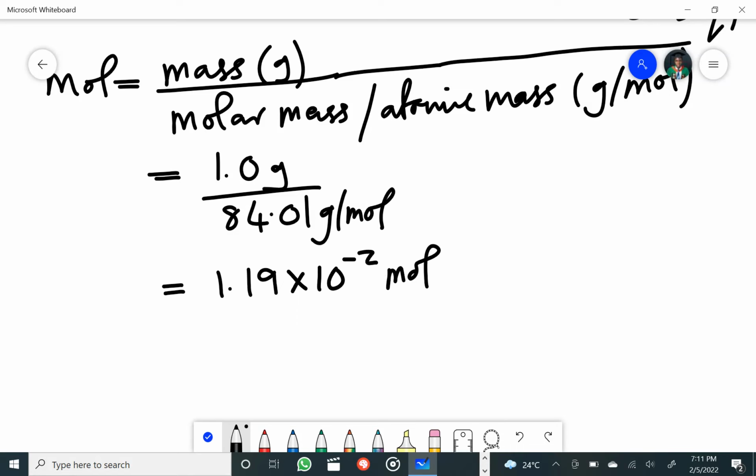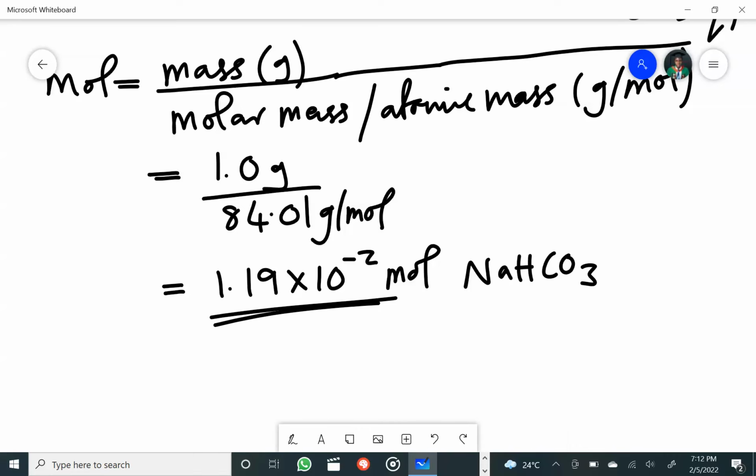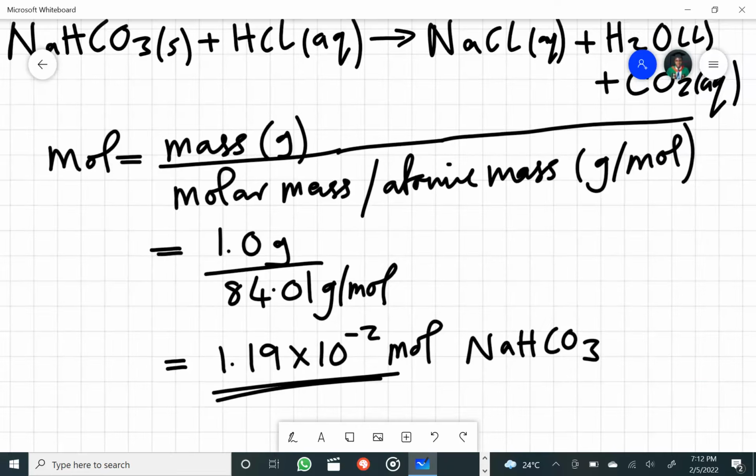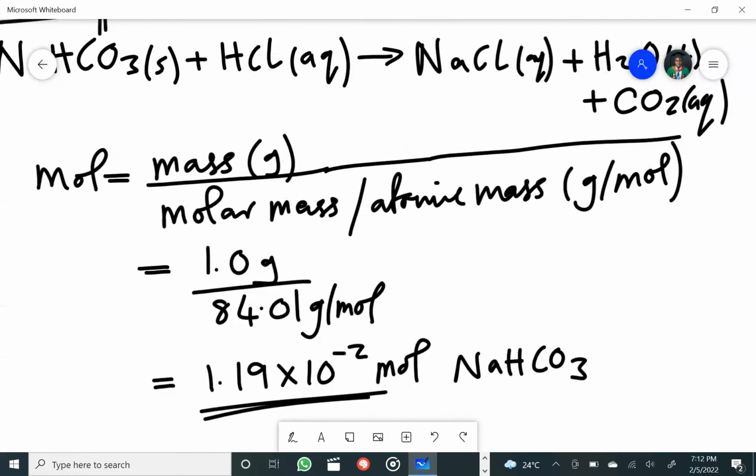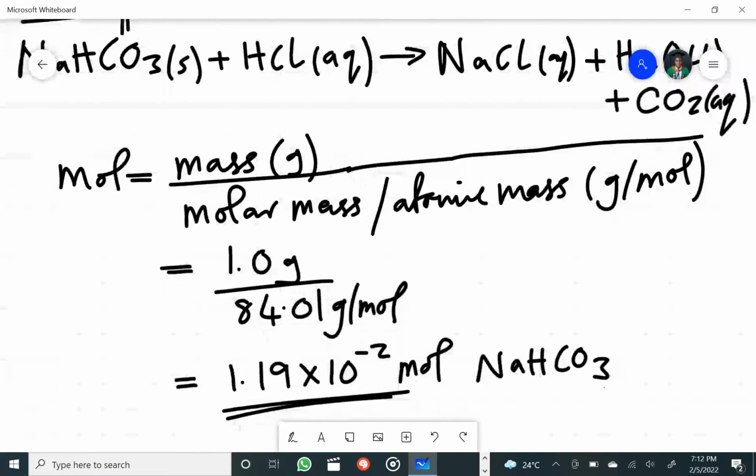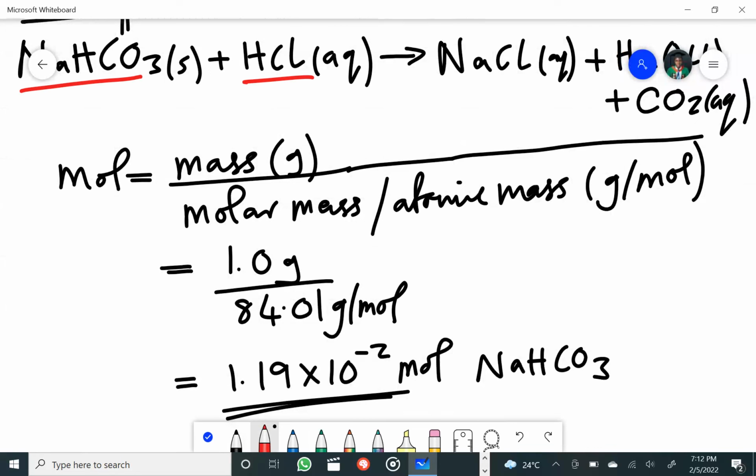Okay, so it gives us the moles of sodium hydrogen carbonate. So meaning 1 gram of sodium hydrogen carbonate actually has this number of moles. Then again, that's after you've checked that the equation is balanced, right? Yeah, already checked it's balanced. Now you want to check the mole ratios between this same sodium hydrogen carbonate and hydrochloric acid. What's the ratio? It's 1 to 1.